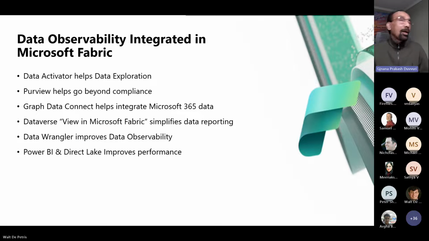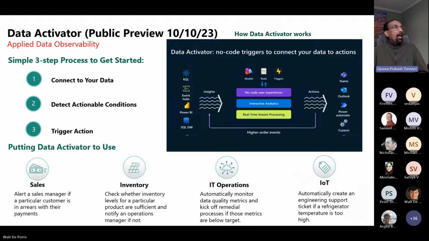When I say these three values, you may ask how it achieves them. Then, yes, we have products we are going to show you: Data Activator, Purview, Graph Data Connect, Dataverse, Data Wrangler, and Power BI Data Lake, which improve performance, which we can talk about. Next slide, please. And this is Data Activator, an applied data observability.